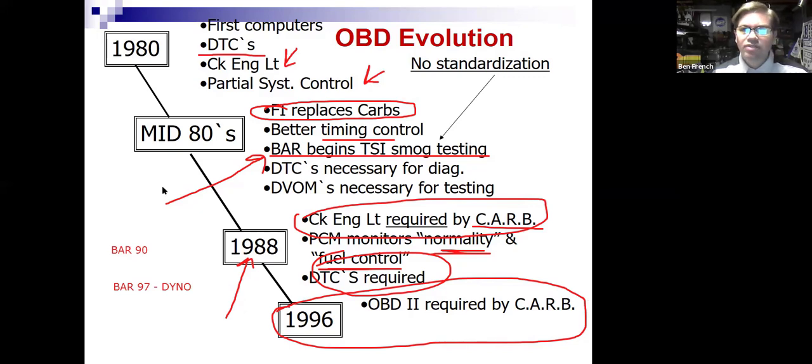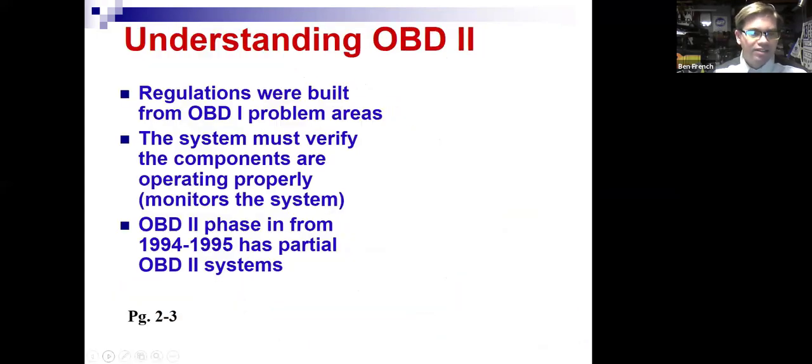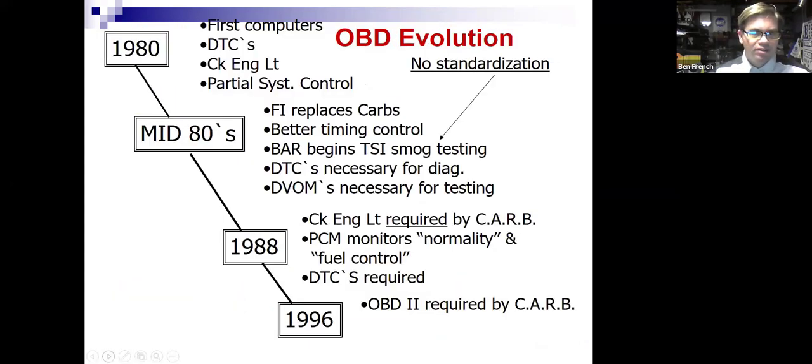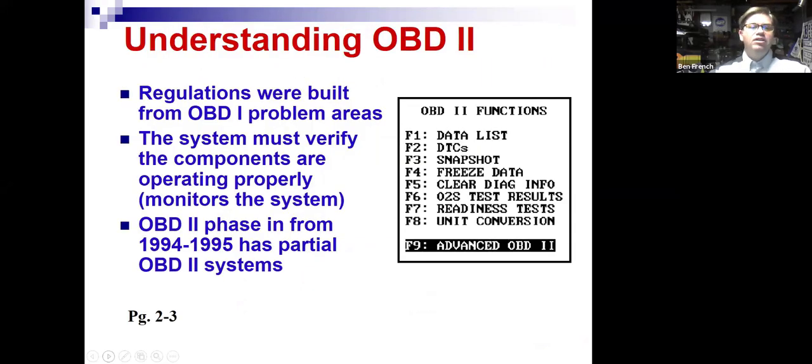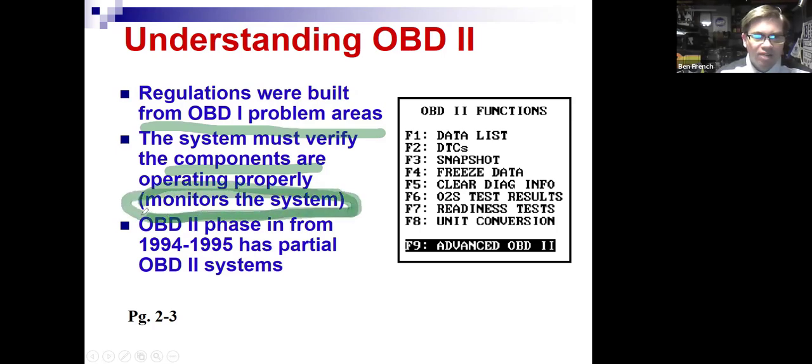Some things, though, remain the same, and that does impact our diagnosis. Again, the regulations for OBD2 were built on the OBD1 problem areas. And the idea is that we were going to verify that the components on the car were operating properly by monitoring their operation, with the idea that I'm not directly measuring the emissions, but if I'm testing all the components and all those smog control devices on the car, and they're working correctly, well, the car should have low emissions.